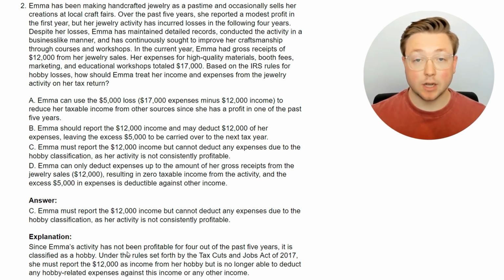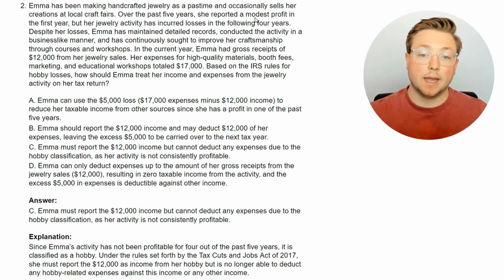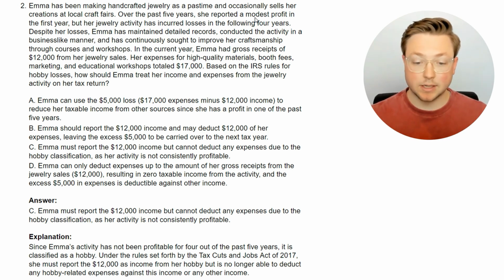Since Emma's activity has not been profitable for 4 out of the past 5 years, it is classified as a hobby. So even though she did make a little bit of profit at one point, and she has maintained detailed records as if it was a business and done all these things, because she hasn't made a profit in 3 of the past 5 years, she cannot deduct the expenses, but she does have to include the income. It's kind of brutal, honestly. So that's how hobby losses work.